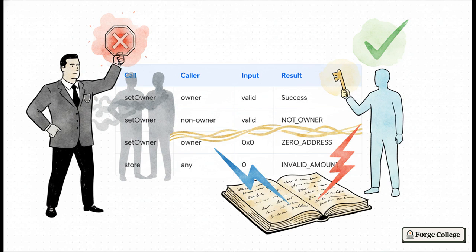If the owner calls it properly with a valid address, we expect success. But a non-owner, not owner. A zero address, zero address. A zero amount, invalid amount. By mapping all this out, we conclusively prove that our guards are reacting exactly the way we engineered them to.